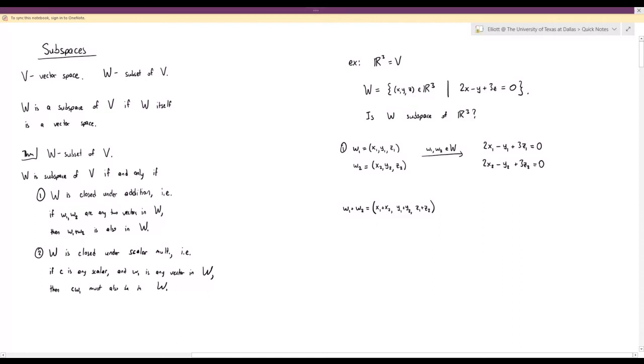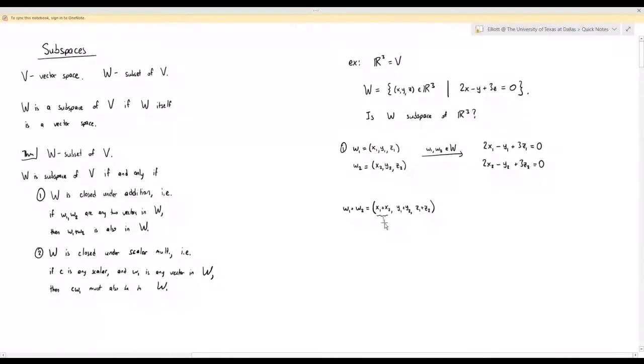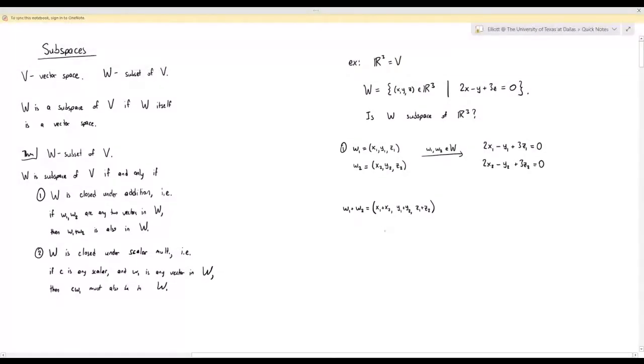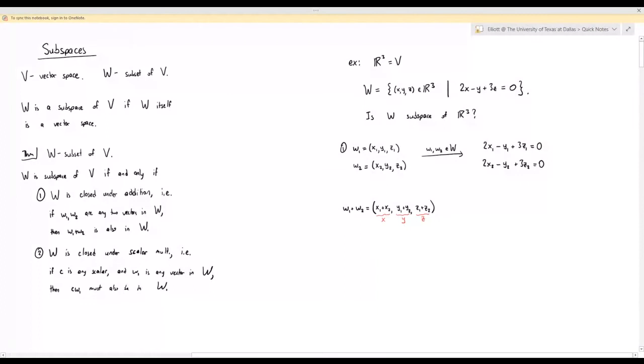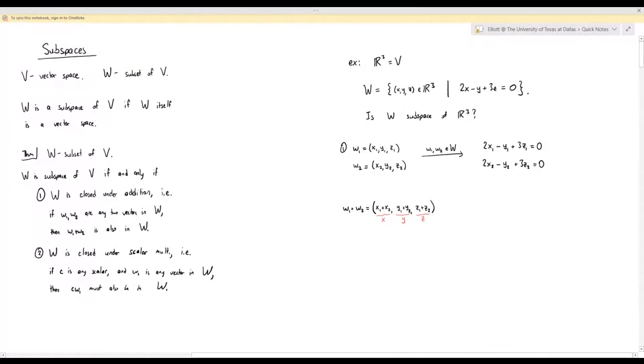Let me mark the x, y, and z components more clearly like that. Since we're checking to see if the sum satisfies this equation, let me start by plugging these x, y, z components into the left-hand side of this equation.